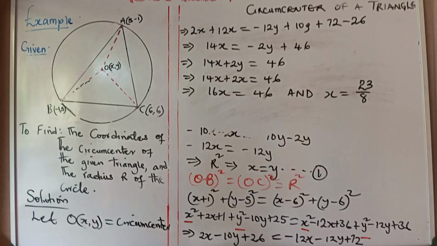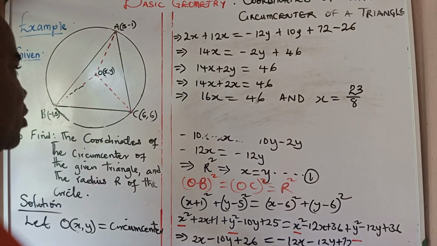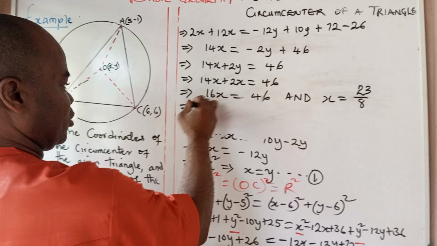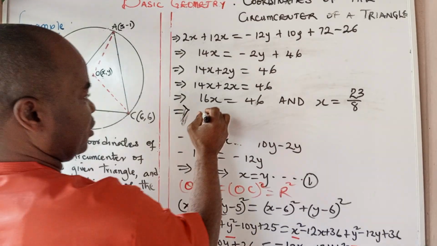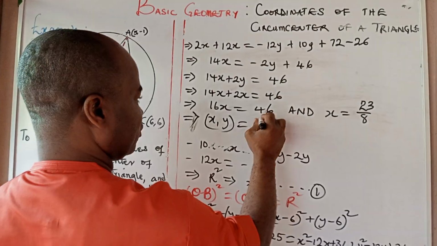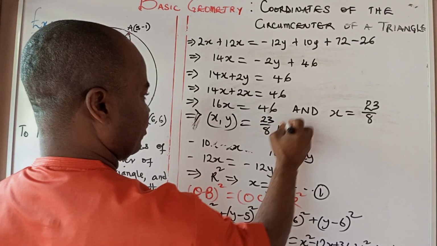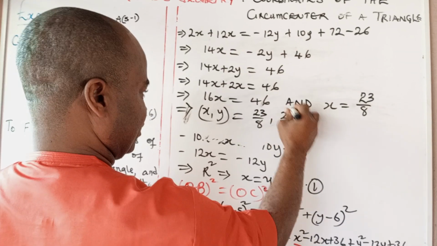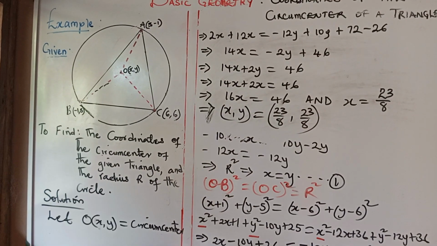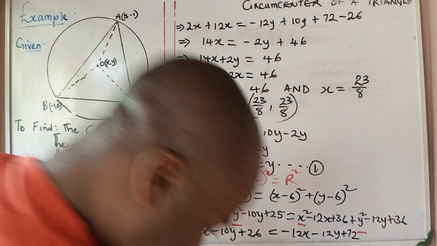Since x is equal to y from our equation 1, it implies that the coordinates of the circumcenter of this triangle is going to be x comma y, which is equal to 23 over 8 comma 23 over 8. So at this point, we need to find the radius of the circle, which is the second part of our question.